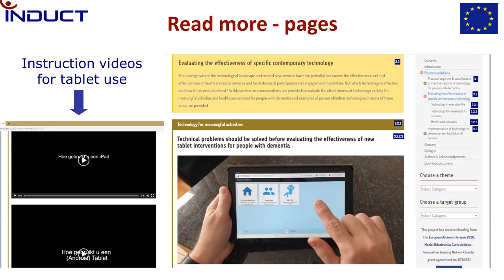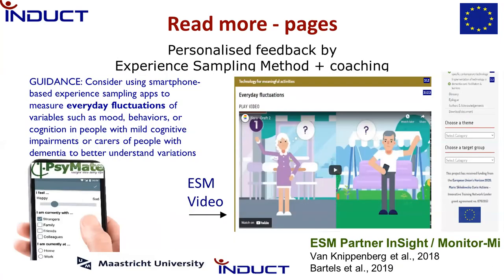And there's also other work done by Franz Verheer and his team looking at everyday fluctuations in things like mood and behaviours and cognition in people with mild cognitive impairment or carers to better understand the variations. And so this is a short video on understanding minor changes or small fluctuations in everyday mood and cognition.